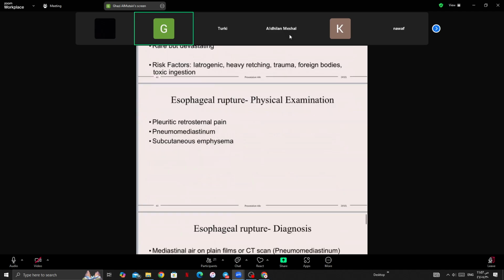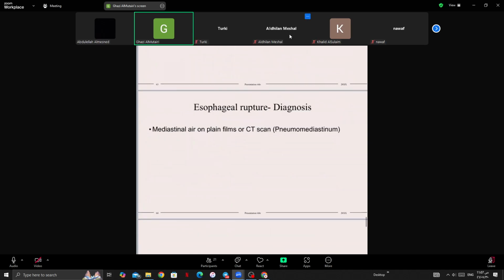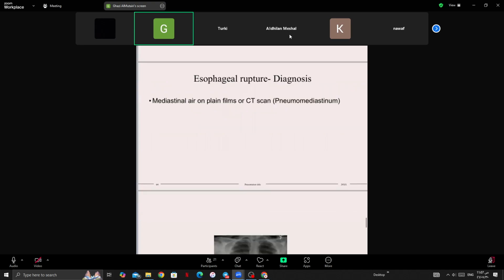Usually, patients will present with pleuritic retrosternal pain. On chest X-ray, you will see findings of pneumomediastinum or subcutaneous emphysema. Usually, you will see mediastinal air either on the chest X-ray or CT.